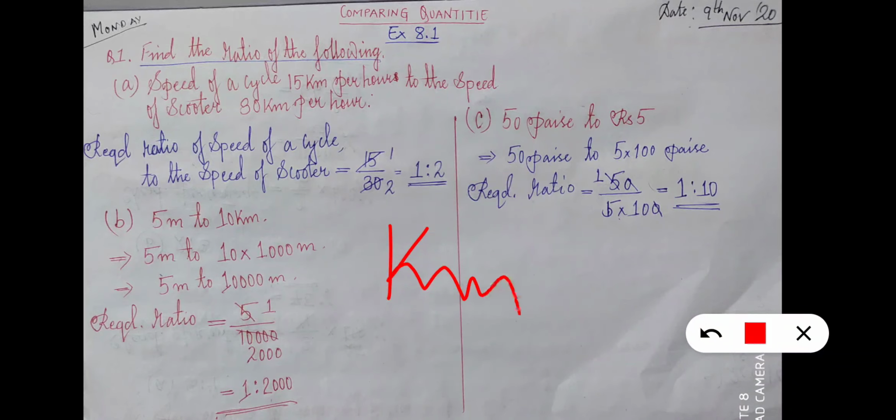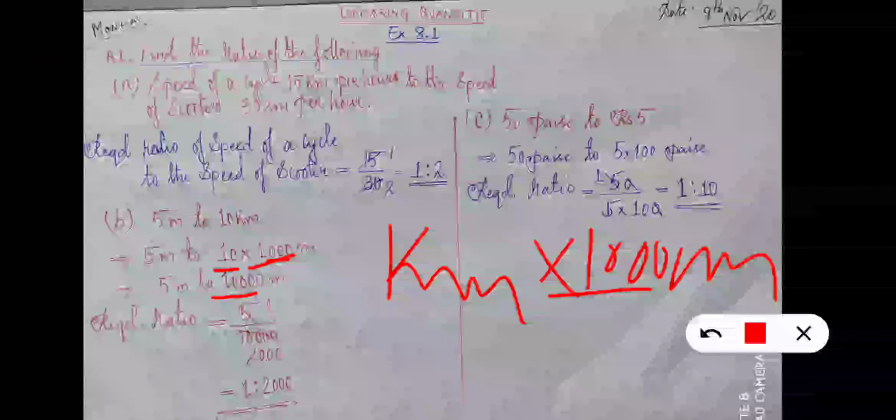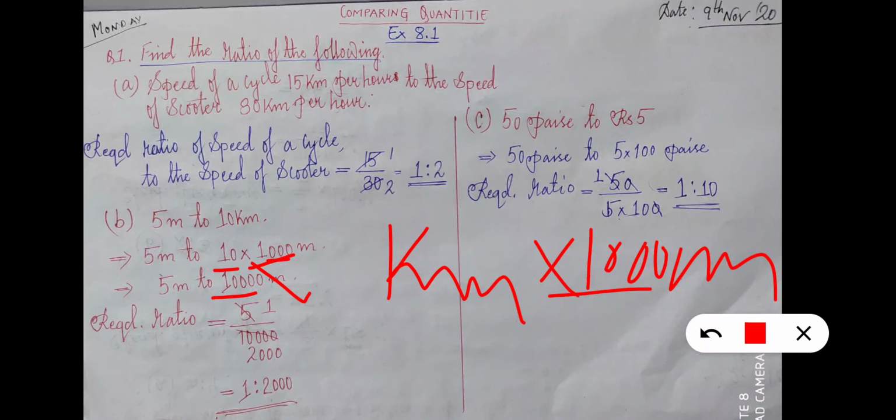Kilometer to meter, you'll multiply with 1000. Do you remember? So that's why you'll multiply with 1000. So 10 into 1000 will become 10,000. Now both the units are the same, meter, meter.